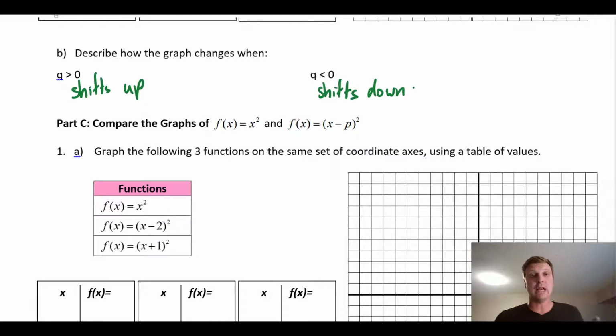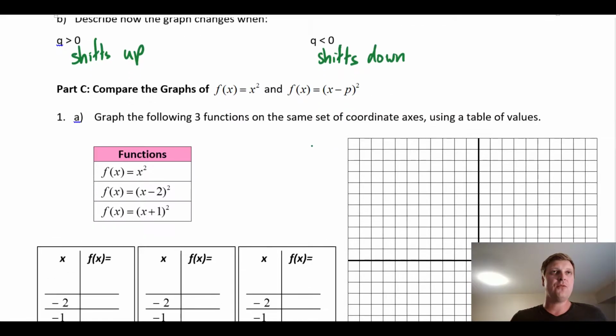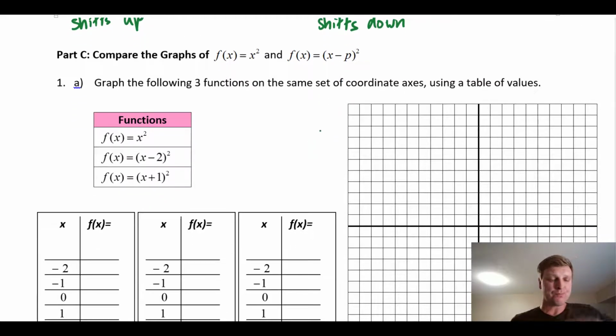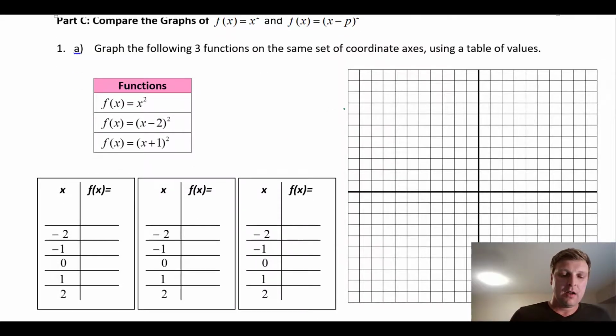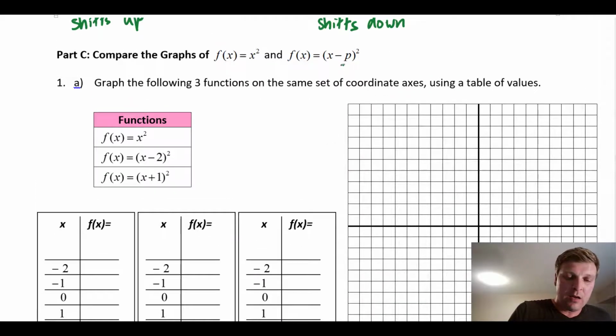All right. So the last thing we're going to look at is what happens if we take a number and we move it inside with the x squared. We kind of buddy it up with the x squared. So we're going to take a value here and we're going to call it p. What happens if we have p inside the brackets here? And so instead of x squared, maybe we've got x minus 2 squared or x plus 1 squared.